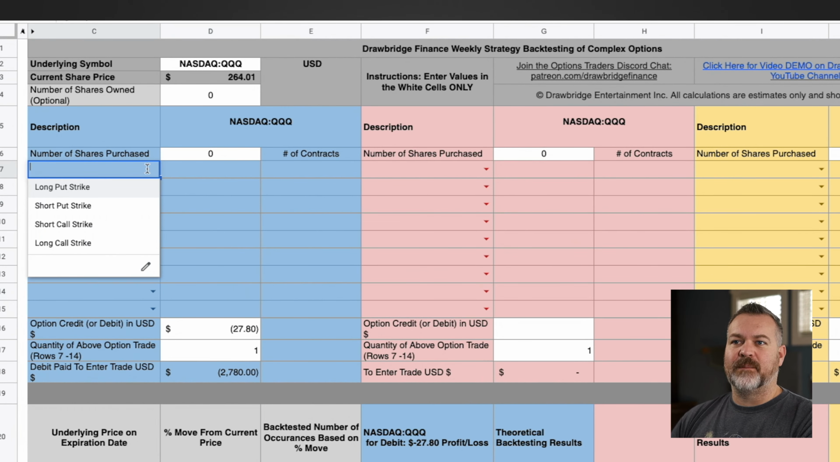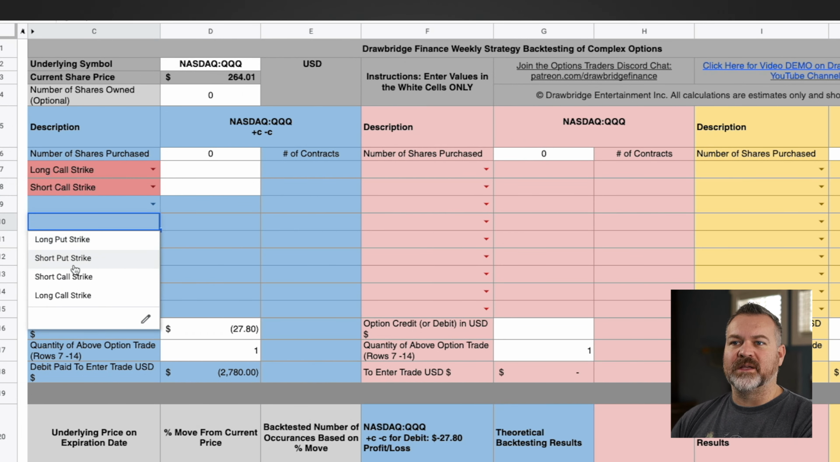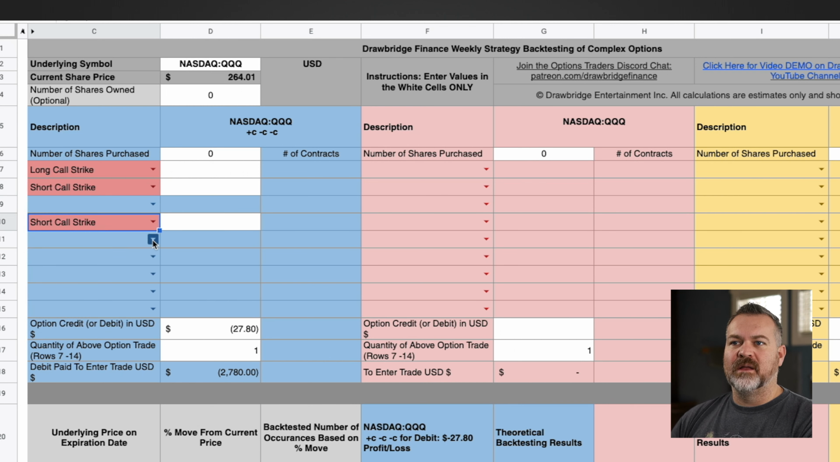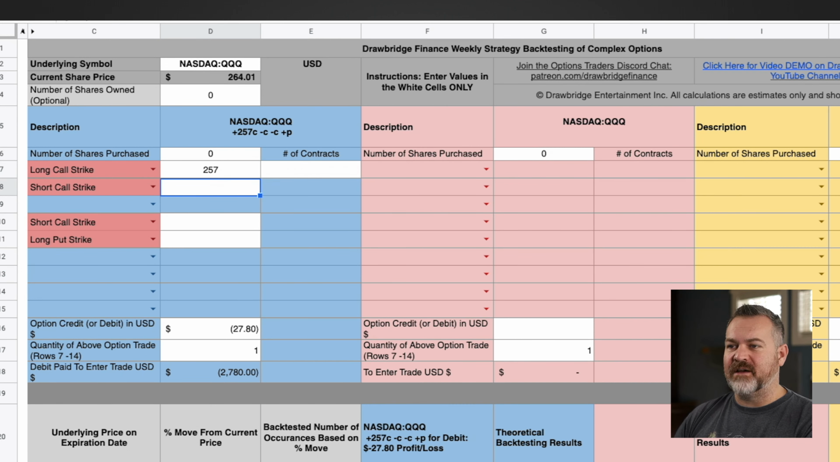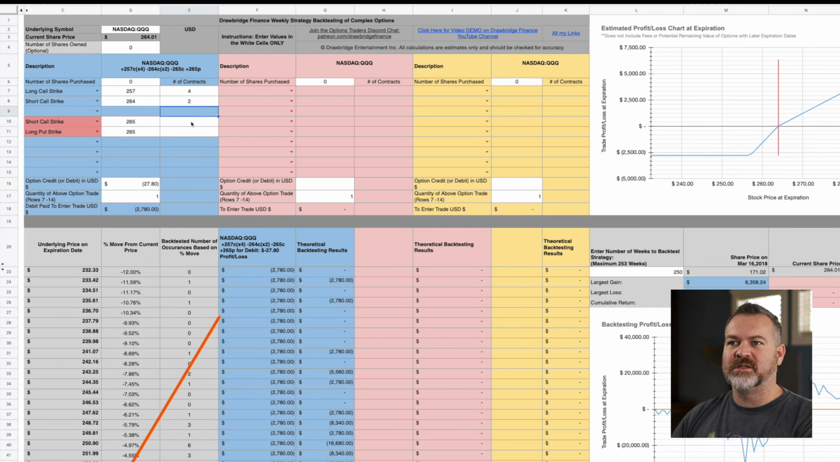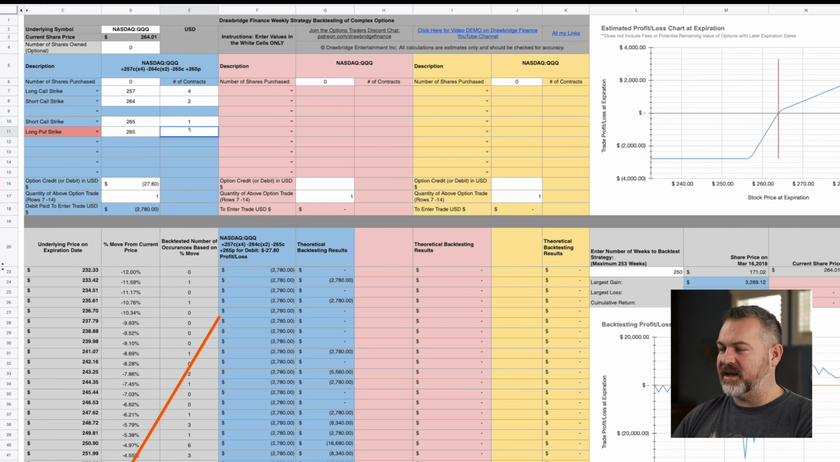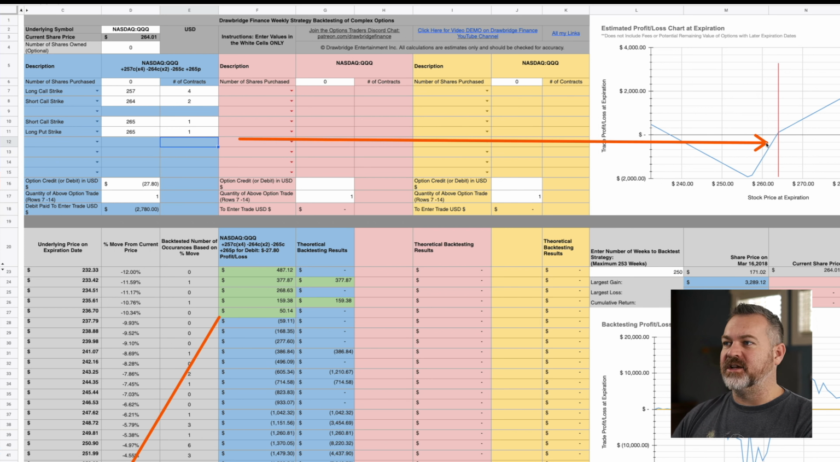So when we load this up, it's pretty simple. We're going to do the long calls first. Then we're going to do some short calls. Then we're going to do a short call, one strike above, and then a long put, one strike above. So we're putting in here 257, 264, and then two options at 265. Now for the quantities, we're doing four of the long calls, two of the short calls, and one each. And you can see as I input this, it changes the cells from red once they're fully completed, and it shows an updated chart on the left side.